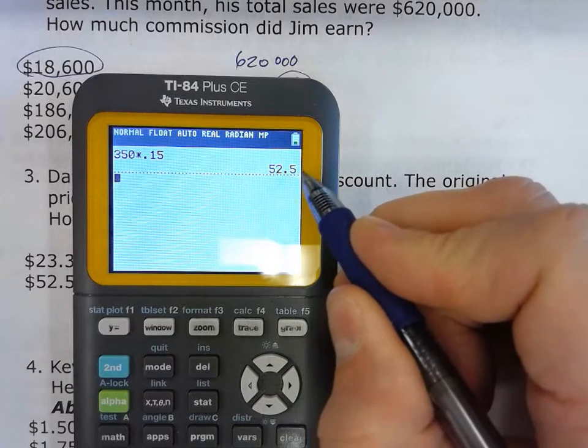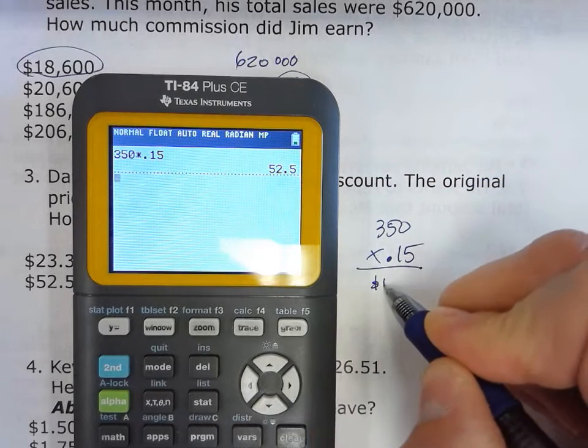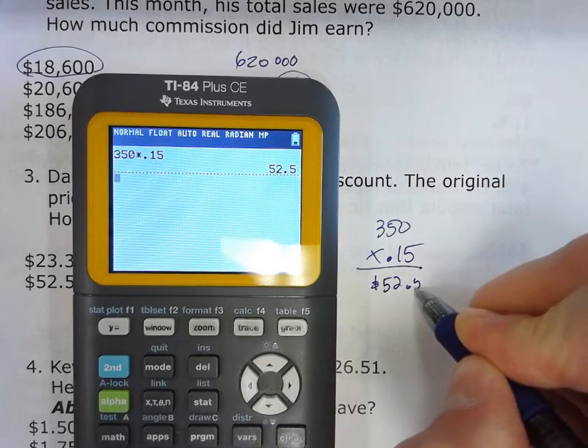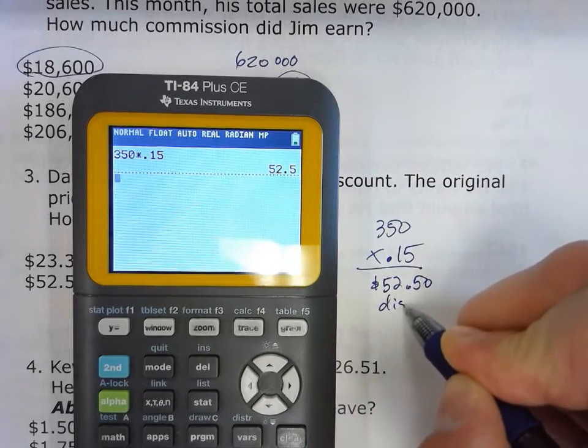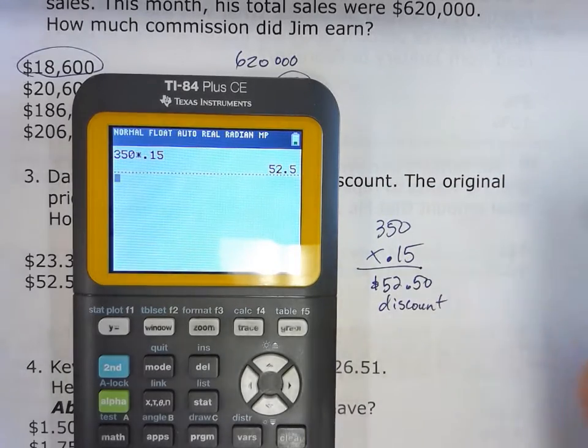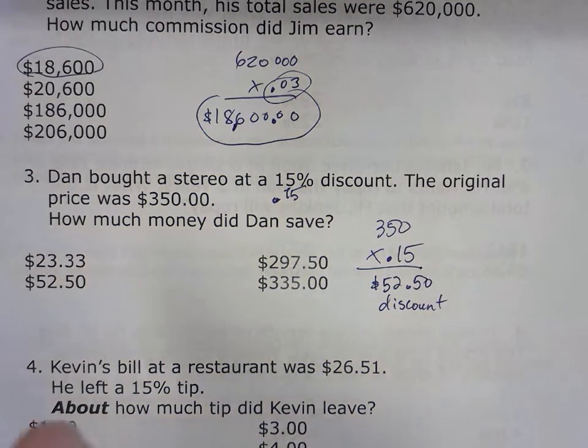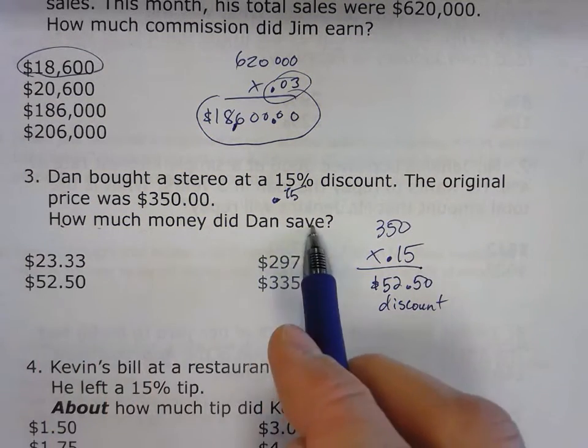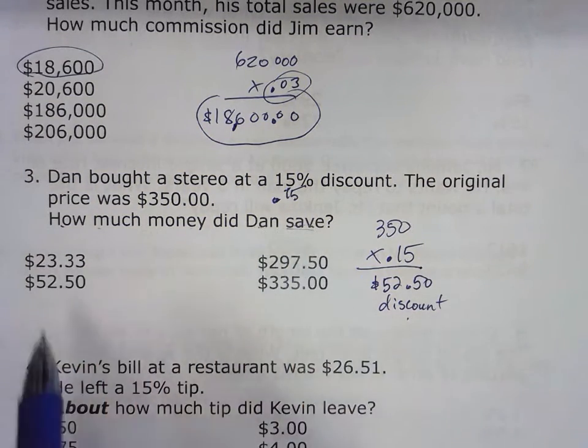You put the 0 on the end over here. That's $52.50. Okay, so that would be how much of a discount he's going to get. $52.50. So how much money did Dan save? All right, so that's how much he saved.